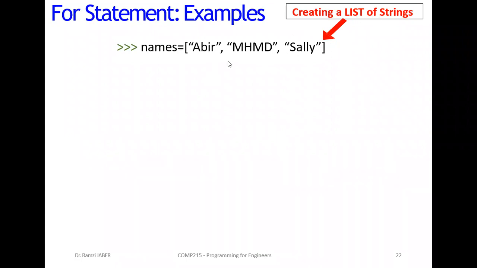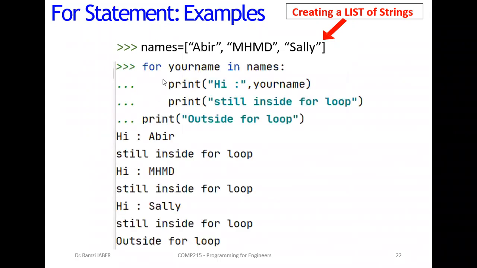Now, a for loop can also be used with a list. I want to print out these names using a for loop. So, for your name, any variable here, in names. This is the list. So names here is a variable, and the type of this variable names is a list. So you can just put for your name in names.